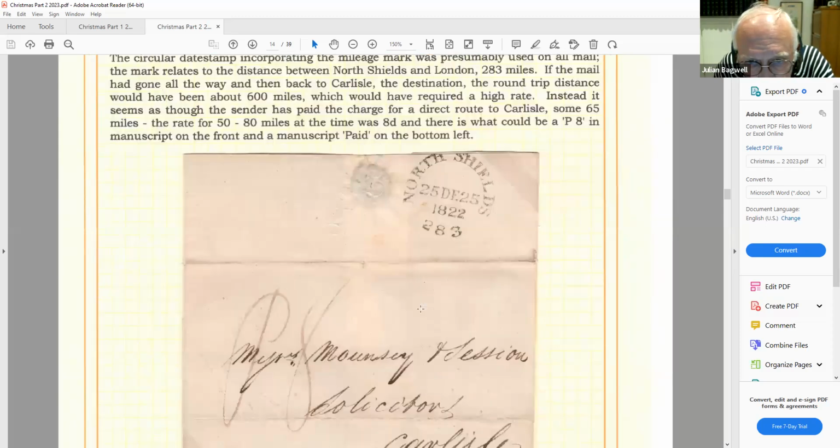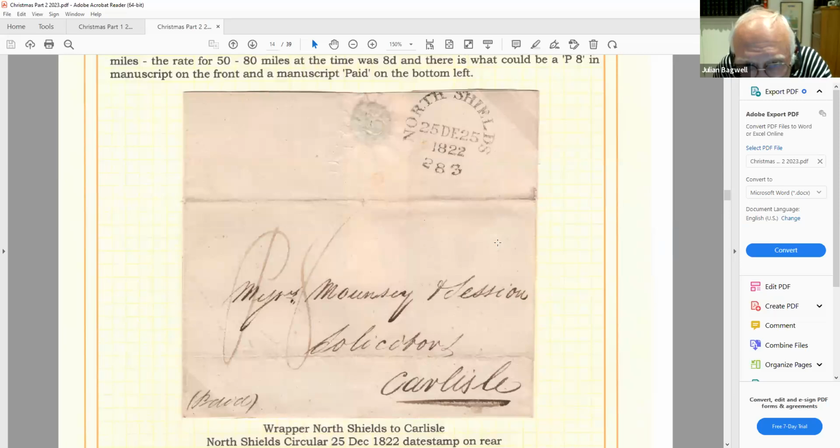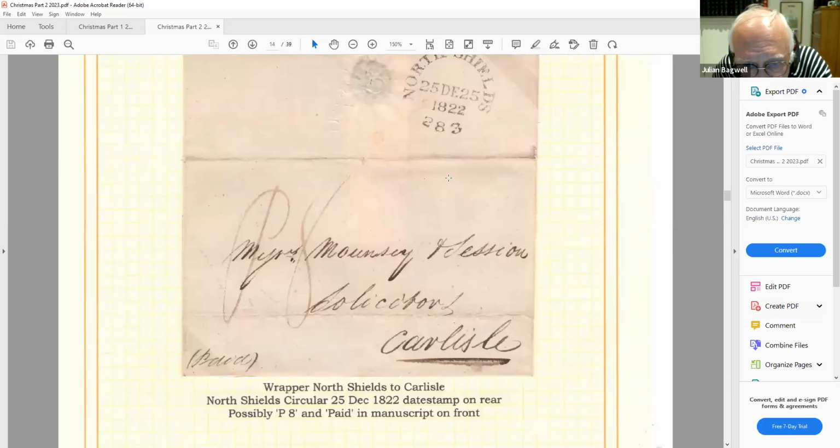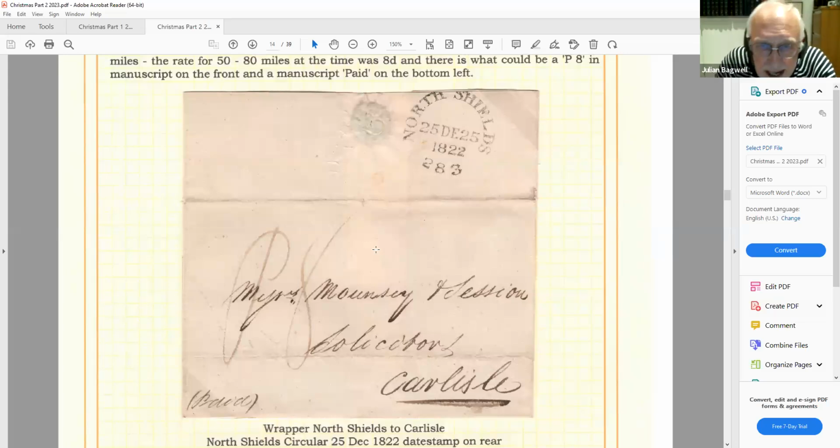Here's an example of a much more standard hand stamp. These are the sort of hand stamps that came in. This is from North Shields, a nice circular hand stamp, 25th of December. And I think the 283 is the distance. I think that's probably a distance to London, but this went to Carlisle, actually. And I think that's P8, so paid 8. You could pay on dispatch, although a lot of mail at the time, of course, was on delivery. But this one, I think, was prepaid and sent from North Shields to Carlisle.